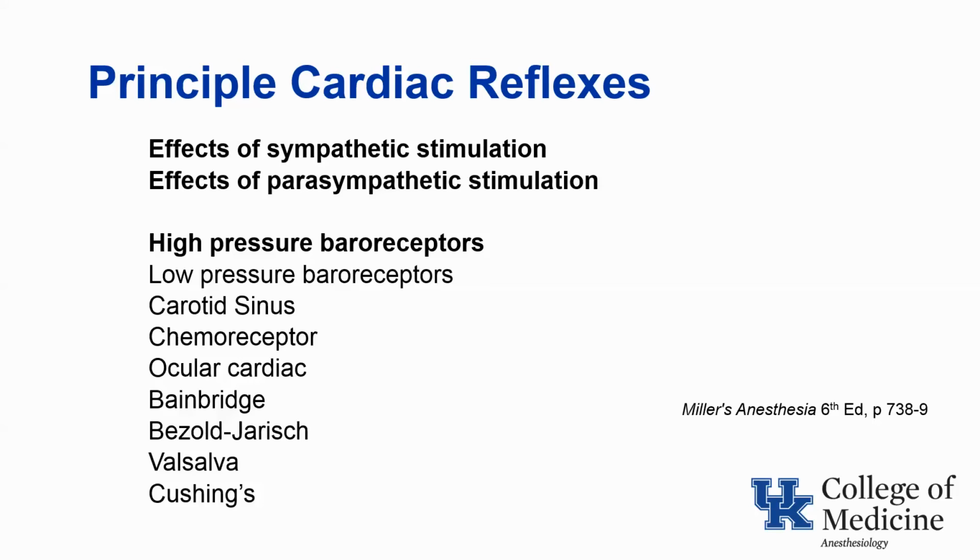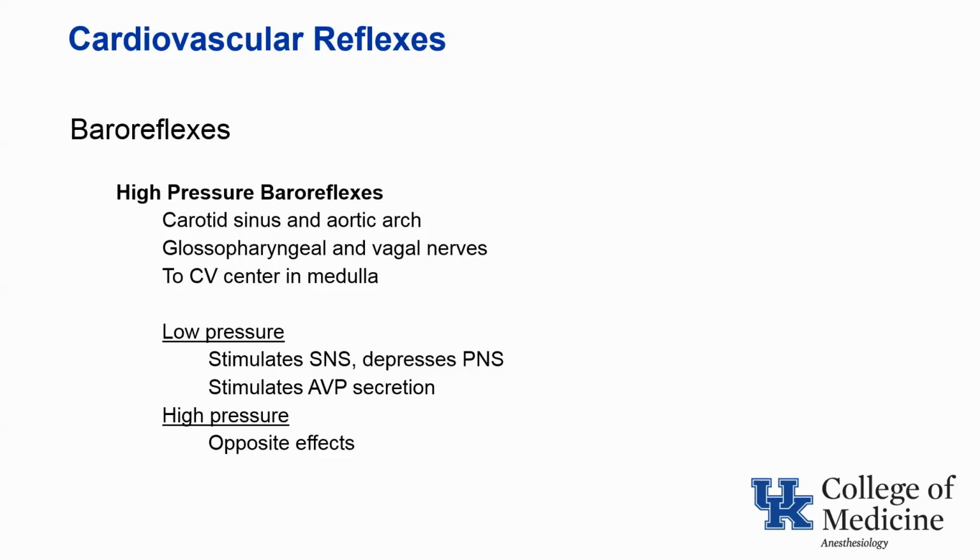Let us now turn to the principal cardiac reflexes, specifically the effect of sympathetic and parasympathetic stimulation. First, let us talk about the high-pressure baroreceptors. These are located in the carotid sinus and the aortic arch. The impulses pass through the glossopharyngeal and vagal nerves to the cardiovascular center in the medulla. Low pressure stimulates the sympathetic nervous system and inhibits the parasympathetic nervous system, and also causes release of vasopressin.